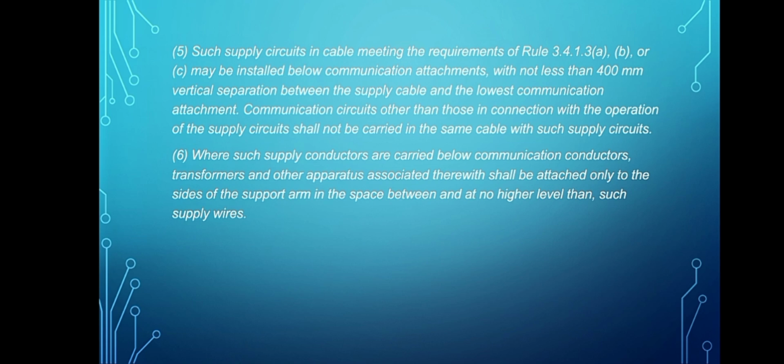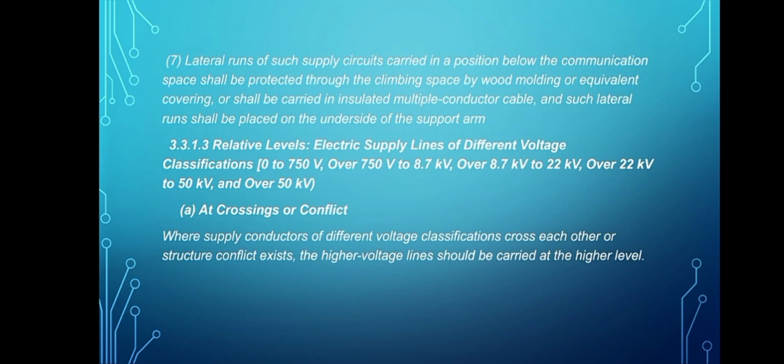Number 6. Where such supply conductors are carried below communication conductors, transformers and other apparatus associated therewith shall be attached only to the sides of the support arm in the space between and at no higher level than such supply wires. Number 7, lateral runs below communication space. If supply circuits run sideways below the communication space, they must be protected through the climbing space using wood molding or similar covering. Alternatively, they can be carried in insulated multi-conductor cable. These lateral runs must be placed underneath the support arm.